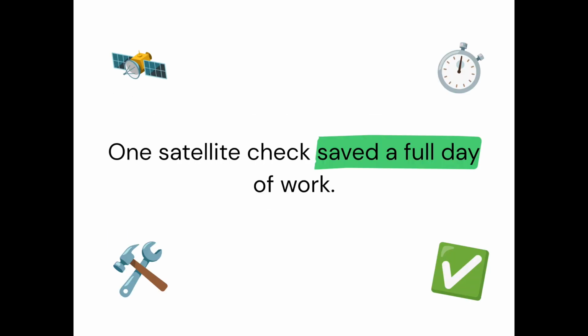We actually had a client recently who shared a really powerful anecdote about this. Literally one satellite check saved them a full day of work. By using the satellite view, they spotted a hidden back access road to the building they were working on. Because they saw that from above, they entirely avoided closing down a lane on the main street. It's incredible how one simple observation completely transforms a game plan and saves a full day of labor.